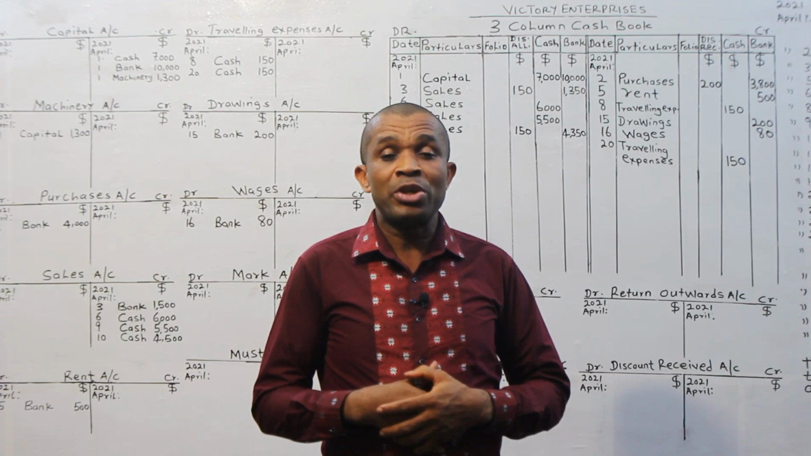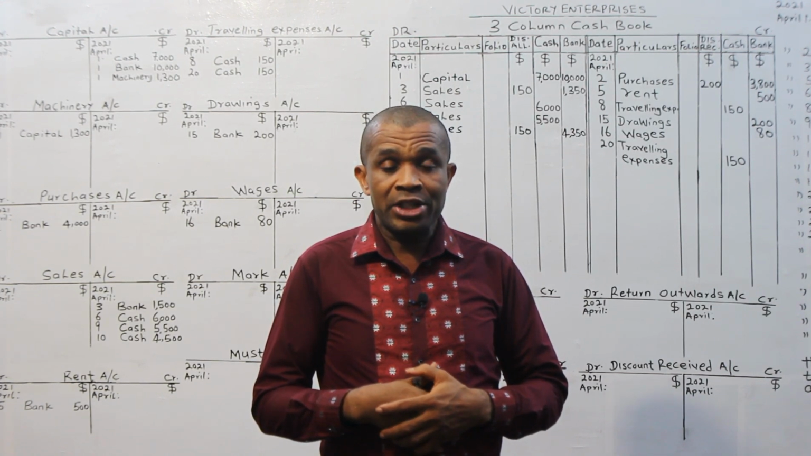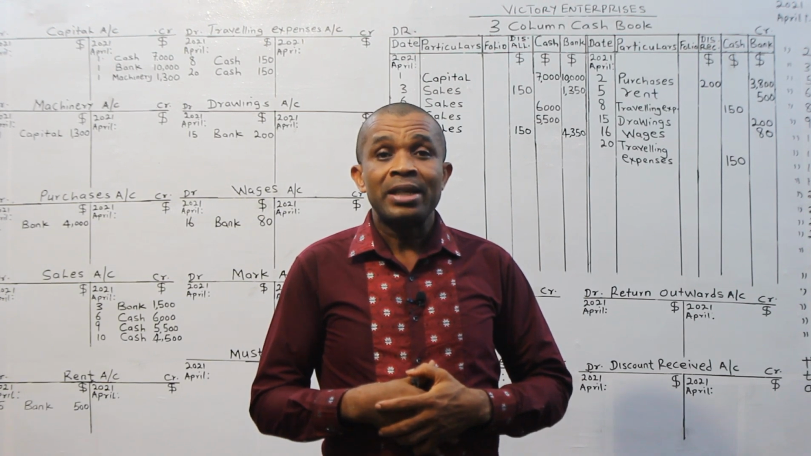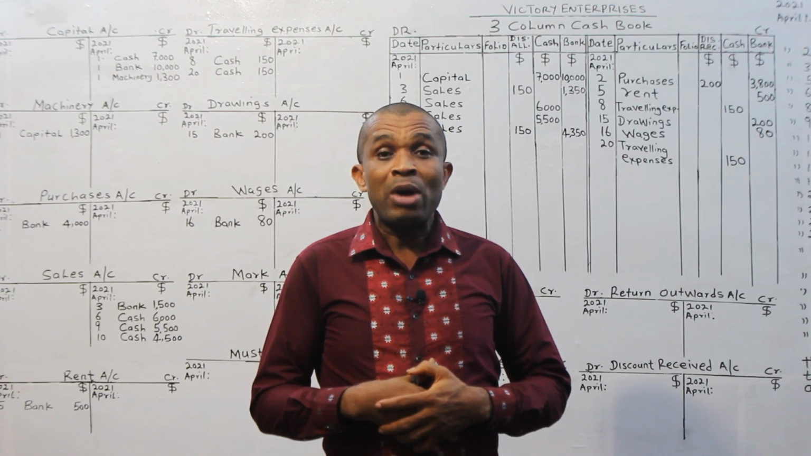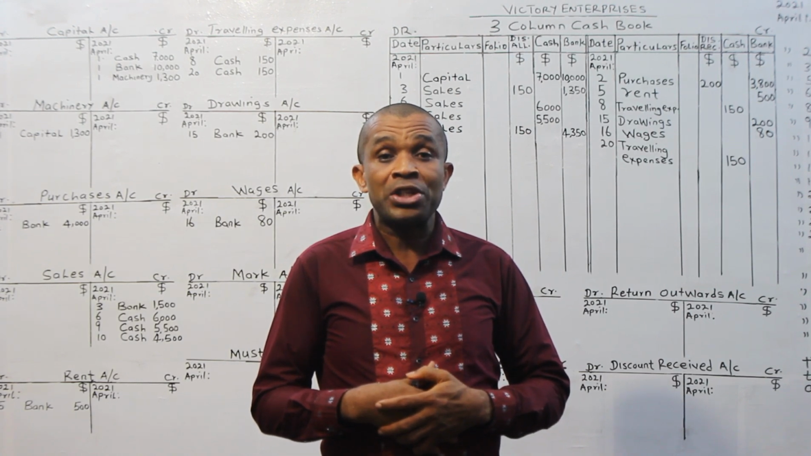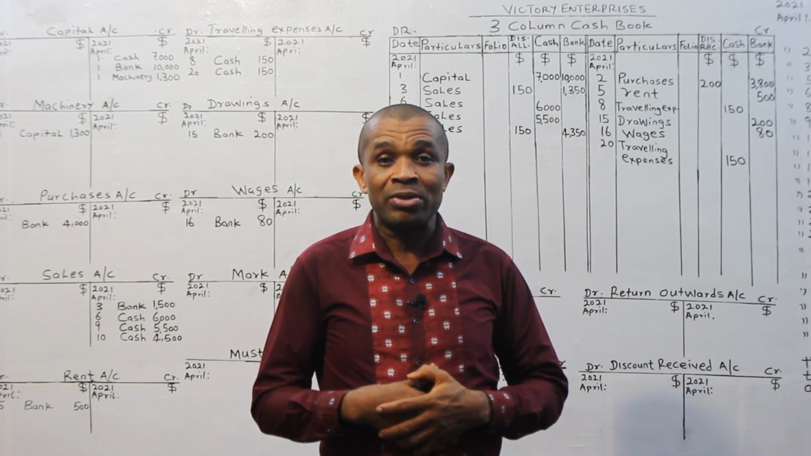April 22nd, we drew cash from the bank $700. When cash is being withdrawn from the bank for office use, it is known as contra entry. The two entries, debiting and crediting, will take place inside the cash book. We are withdrawing cash from the bank for office use. So the money is going out from the bank and going inside the cash aspect of our account.